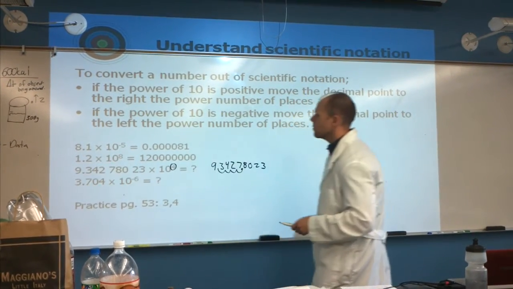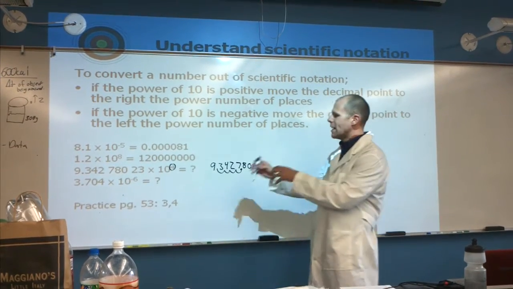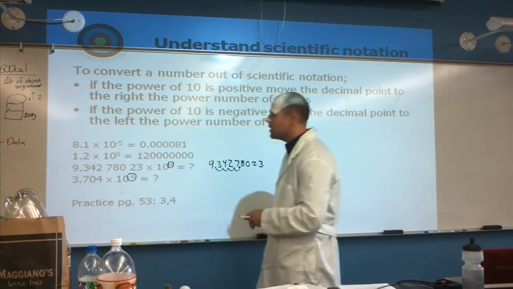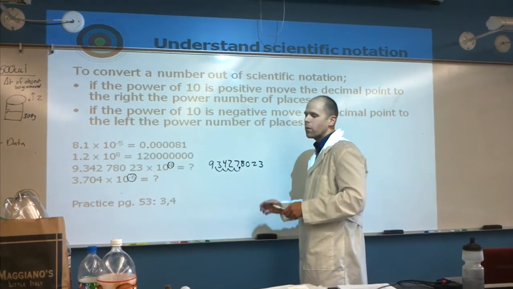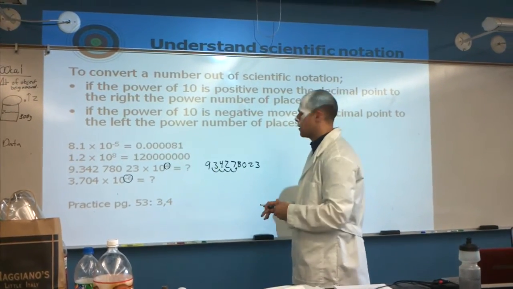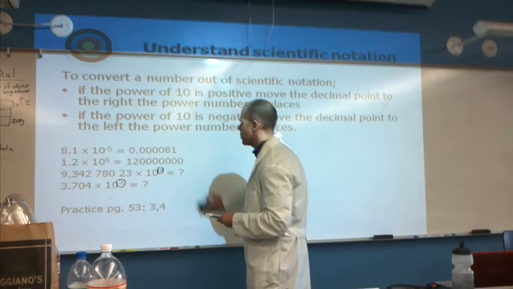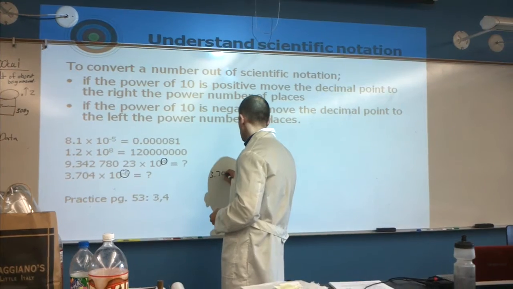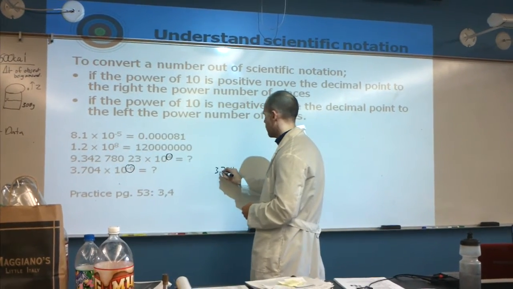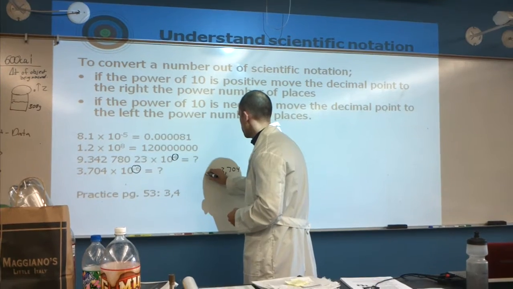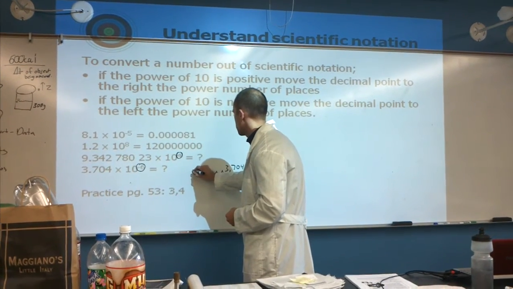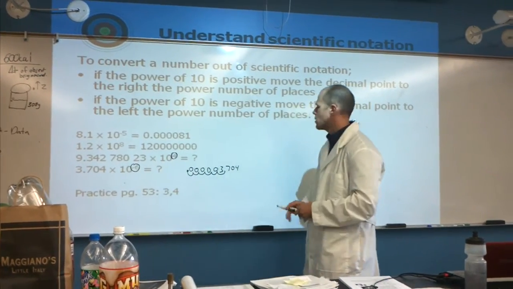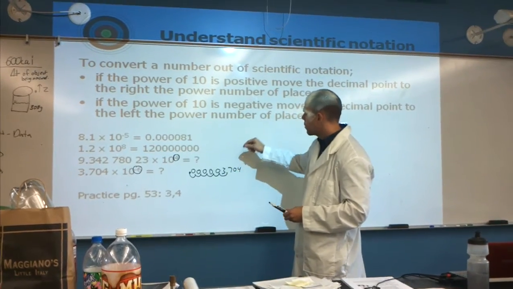All right, next one. 3.704 times 10 to the negative 6th. When I see that this is a negative power, I know that the number needs to become smaller. Smaller numbers have their decimal places shifted to the left more. So I'm going to shift this number's decimal place to the left 6 places. 3.704 is what I start with, and I move to the left 6 times. 1, 2, 3, 4, 5, 6. Filling these gaps up with zeros, I have a new number, and that is 0.000003704.